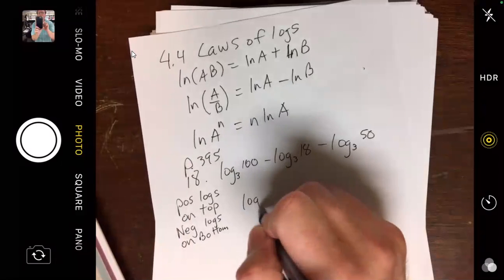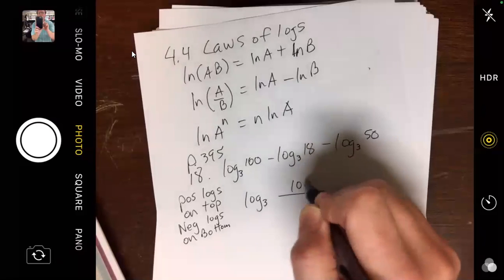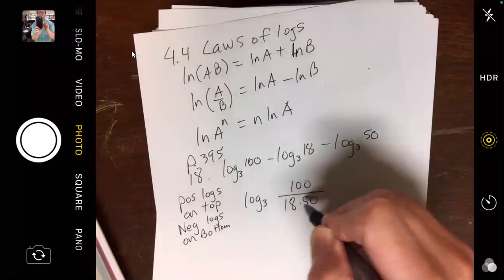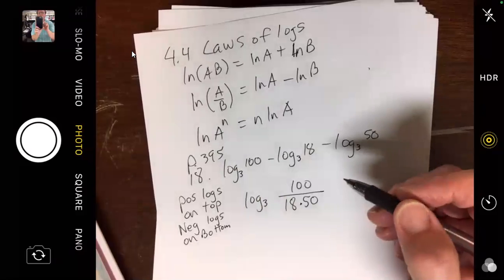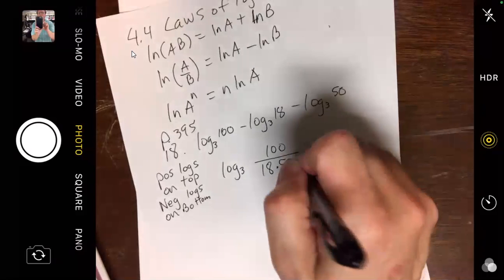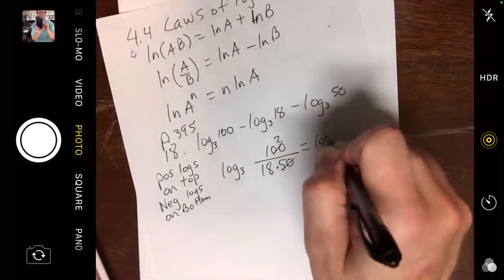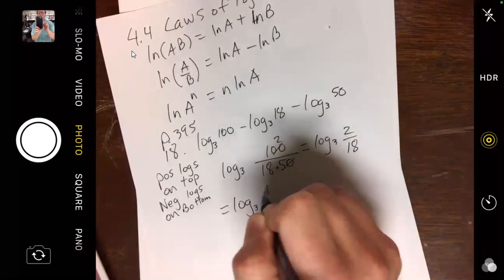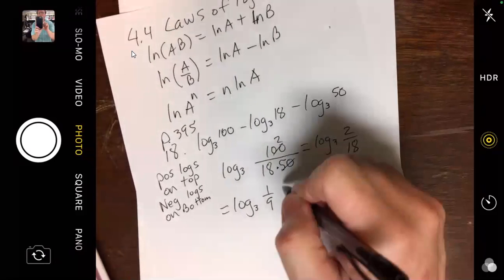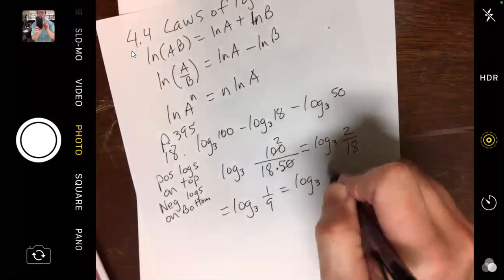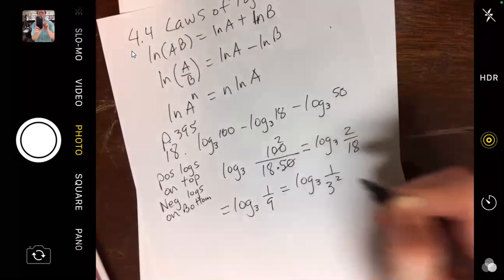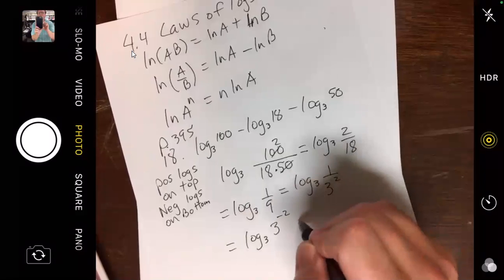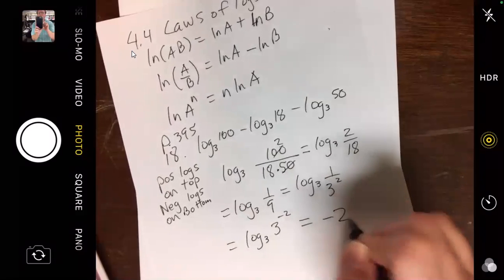So this is going to be a log base 3, going to have a fraction. The 100 being positive stays on top. The 18 and the 50 being negatives go to the bottom, and they will multiply. And if you want to work this out, 50 goes into 100 twice. So that's going to be a log base 3 of 2 over 18. Well, that reduces to 1 over 9. Well, 9 is 3 squared. 1 over 3 squared. And that's going to be a log base 3 of 3 to the negative 2. Finally, we get the cancellation we want. Works out to negative 2.